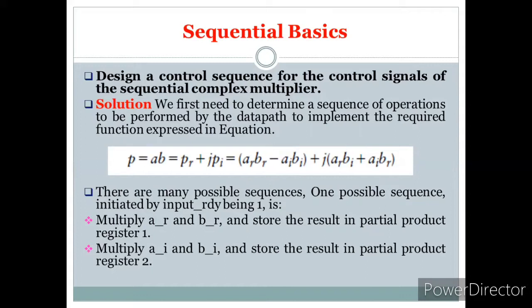So we need to first determine a sequence of the operation to be performed by the data path to implement the required function expressed in the equation. So whatever the complex multiplier equation we have here, P is equal to AB, that is equal to PR plus jPI, which is nothing but ARBR minus AIBI plus j(ARBI plus AIBR). This is the expression for the complex multiplier, which you already saw when we saw the block diagram for that. Now we need to find one of the possible sequences of control signals there.